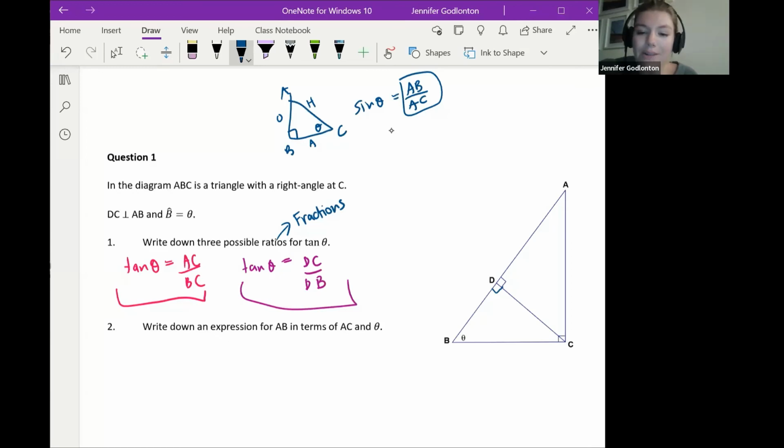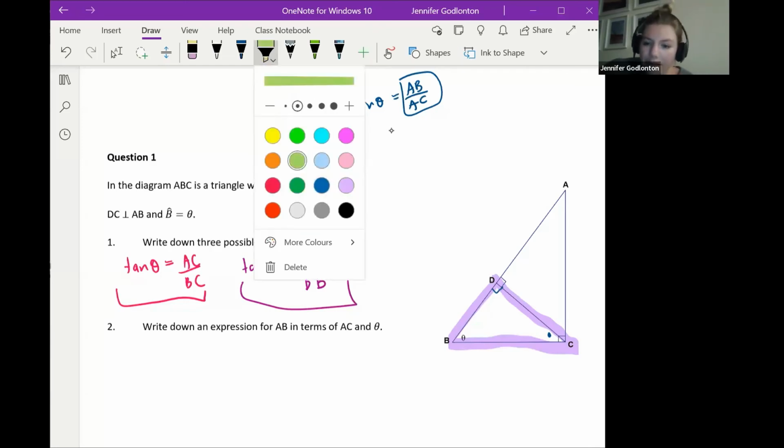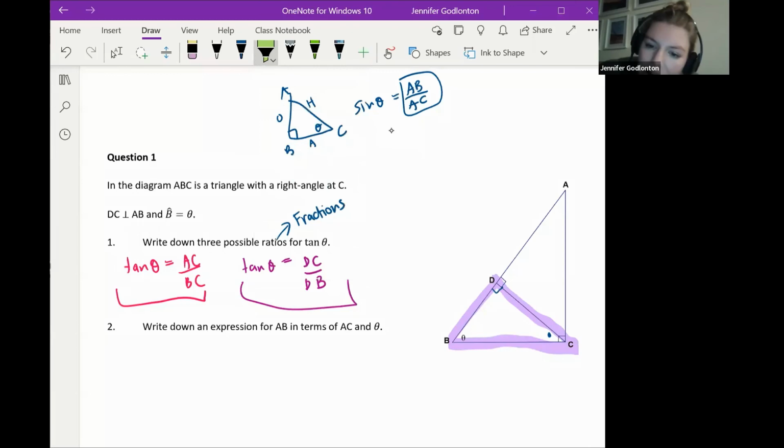Okay, so we have this right angle here, and then we've got this theta over here. And then we have this third angle of the triangle. So I just want you to keep that in mind. So I'm actually just going to highlight this small triangle. And you're going to see you have a right angle, a theta, and then you've got this little dot here. Okay. And now I want you to think about this triangle here.